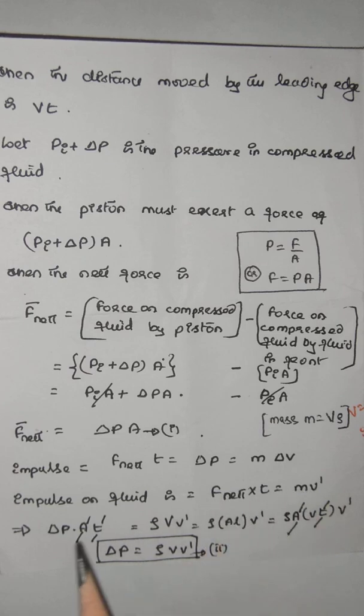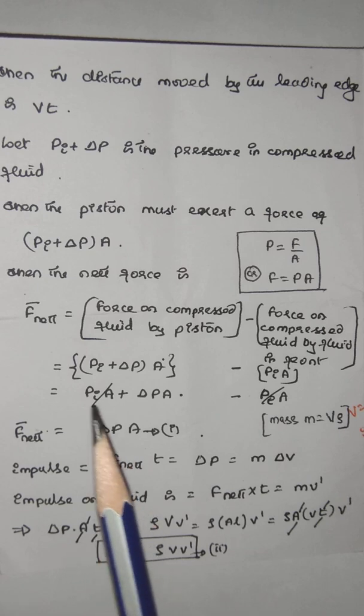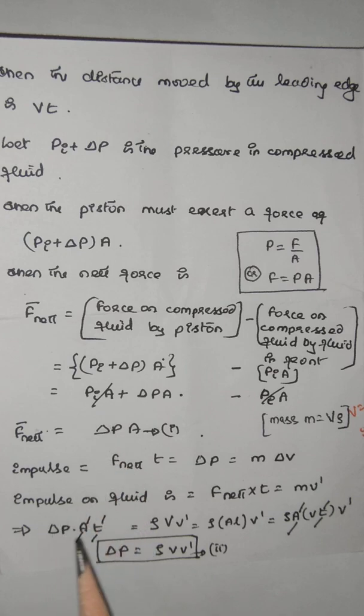Now, the net force is delta P into A. So delta P into A into time is equal to rho V into V dash, where V is volume. Volume is area into distance, so rho into A into L, where L is distance. Distance is given by velocity into time, into V dash. Equating the left hand side and right hand side, A and t cancel. We get delta P is equal to rho V into V dash. This is the most significant expression.